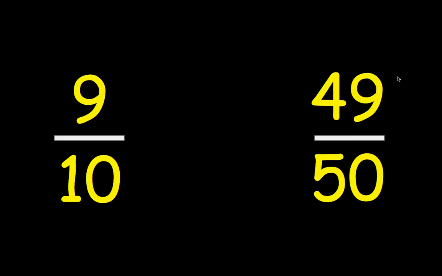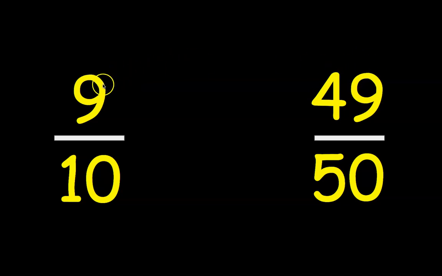So where the slice that I gave away, where did I give away more pizza? 1/50 here, 1/10 here. The answer is I gave away more pizza here. I had more to give away. Here I had less to give away.